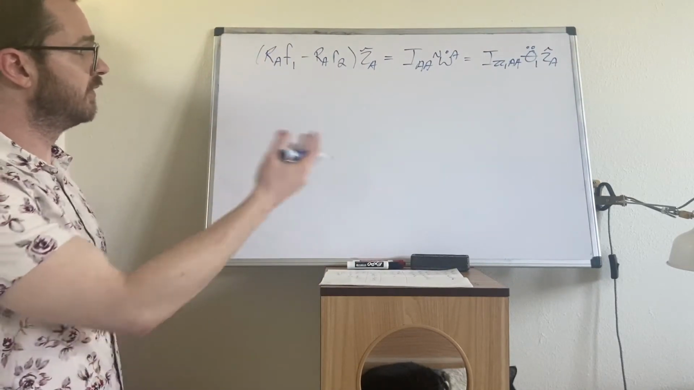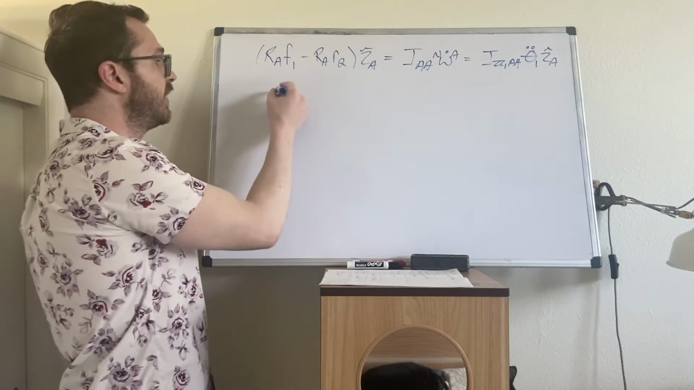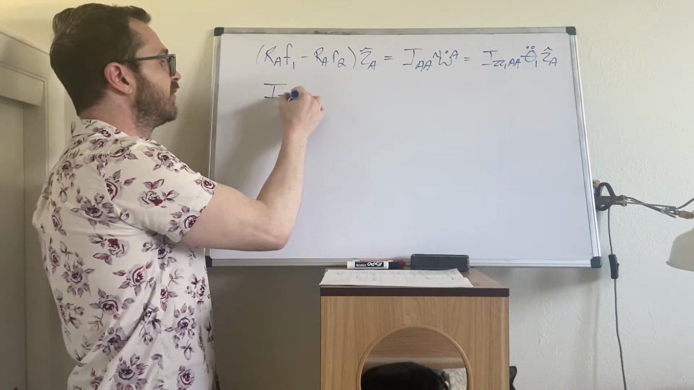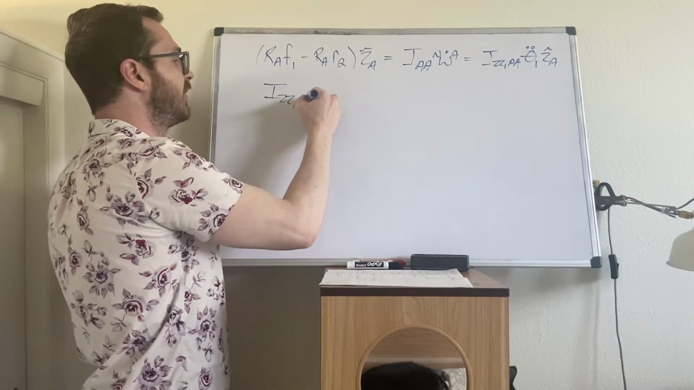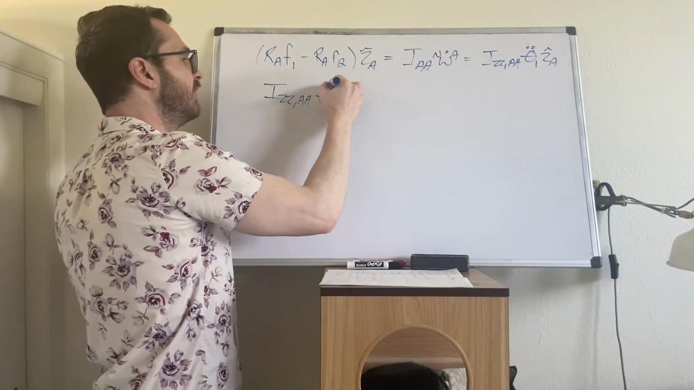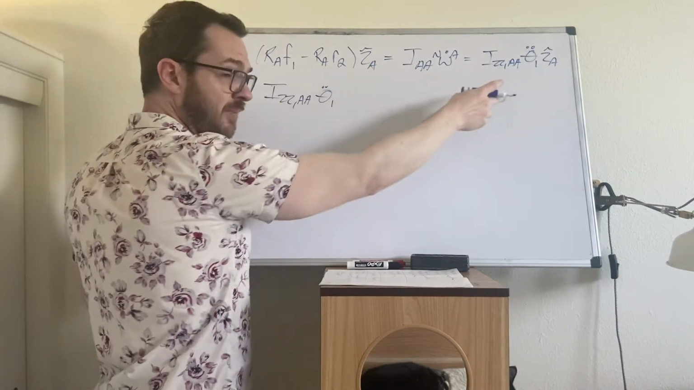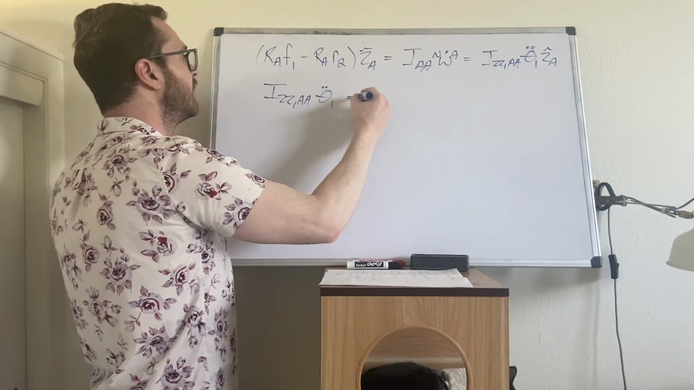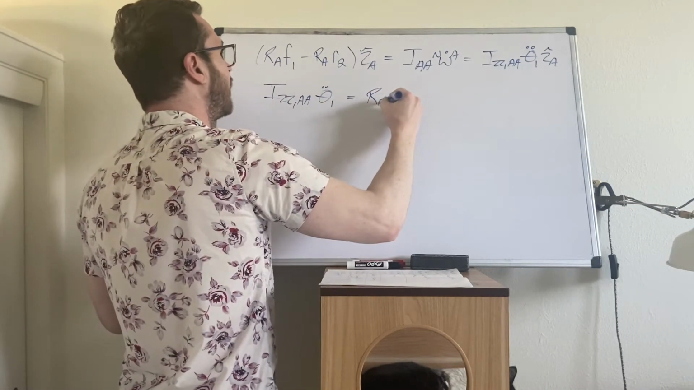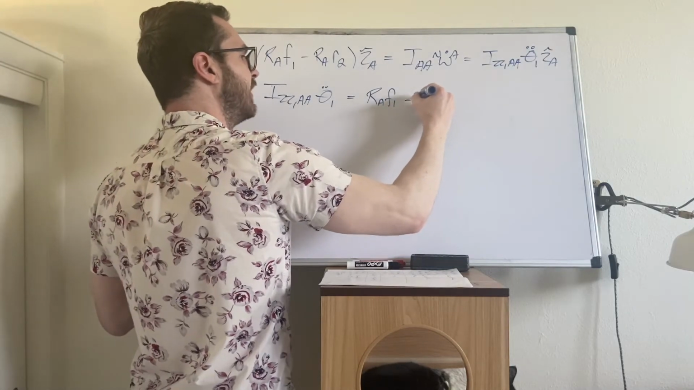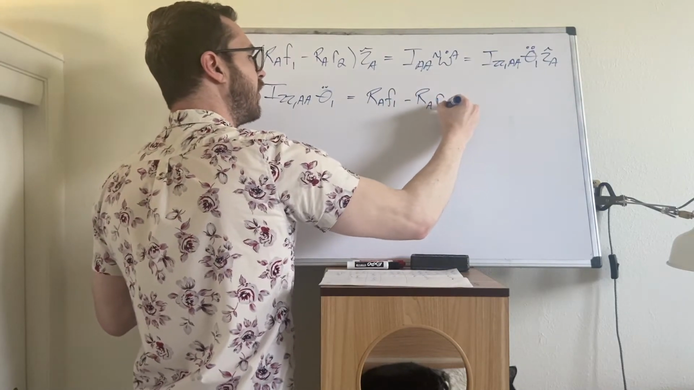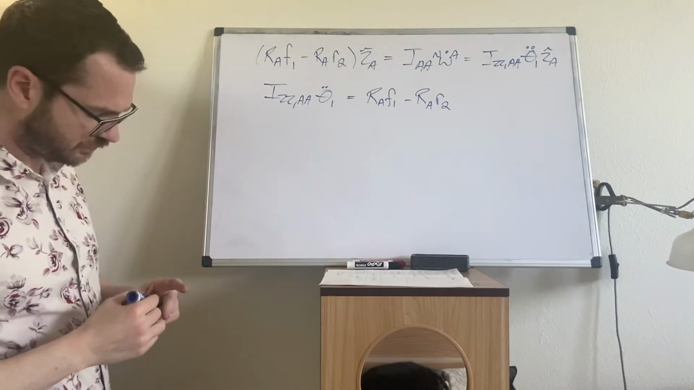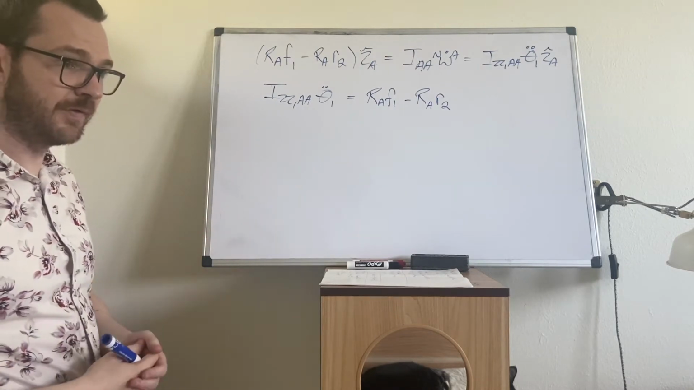All right, so this is literally the equation. Right now anyway, it's this simple. I'm just going to rewrite it, theta 1 double dot, and we can drop the z hat A. We could just write it as a scalar equation. So this is equal to R_A F1 minus R_A R2. So always ask yourself, am I done?